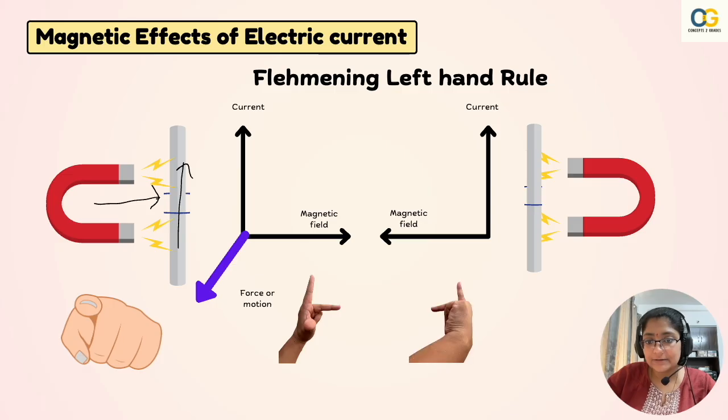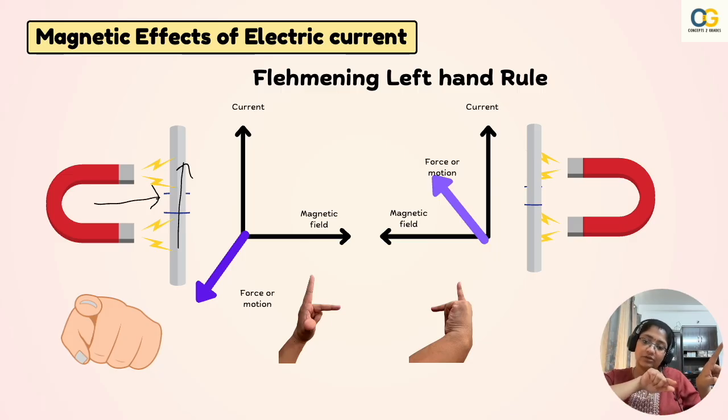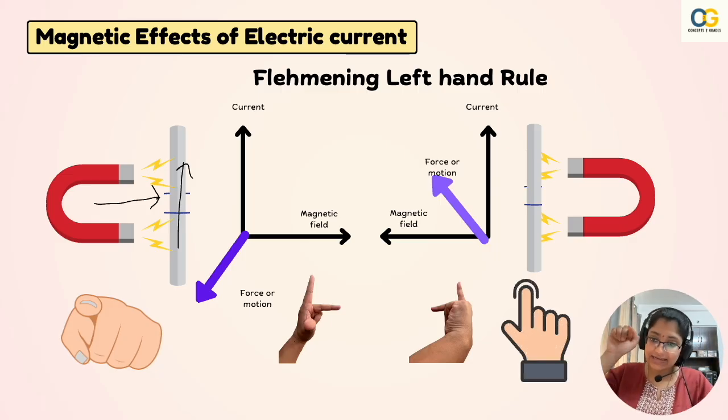So in that case, if I switch my hand, like you can see, the force of motion will be going towards the paper or into the paper. So it's going inside. That is how you use your left hand Fleming rule.